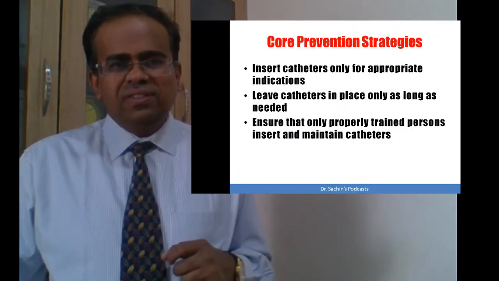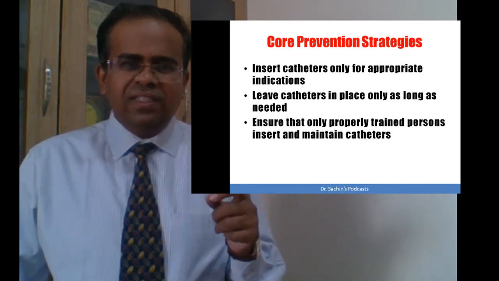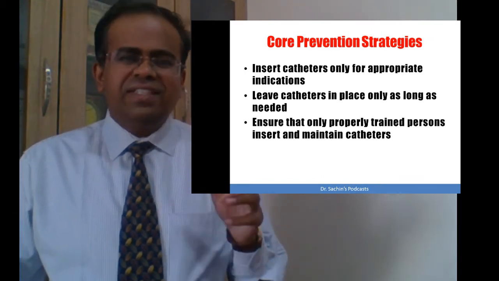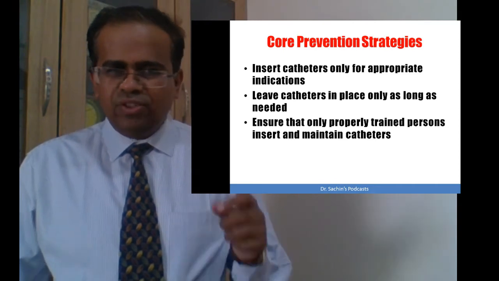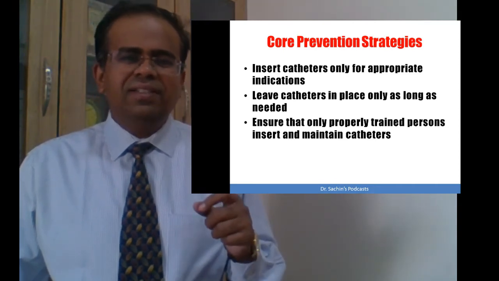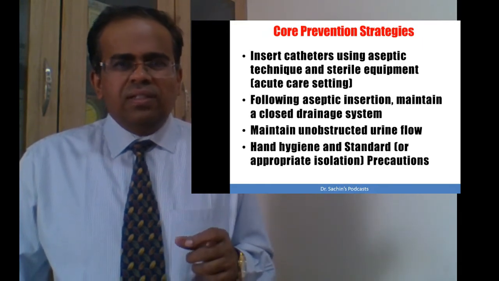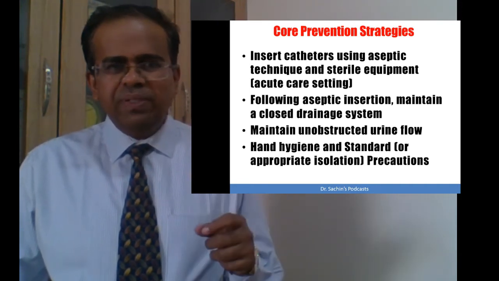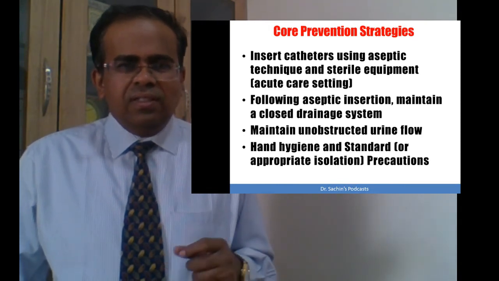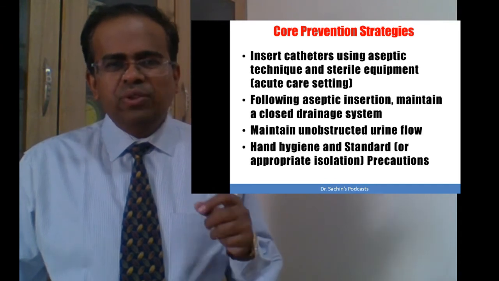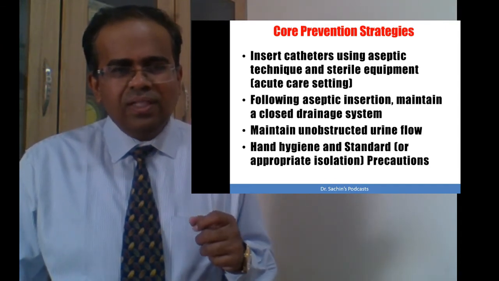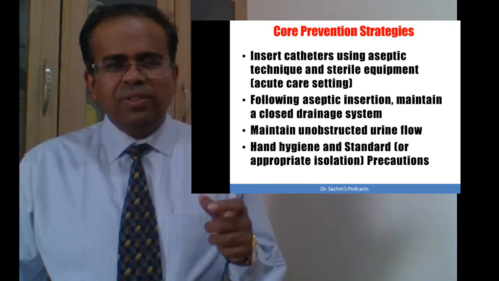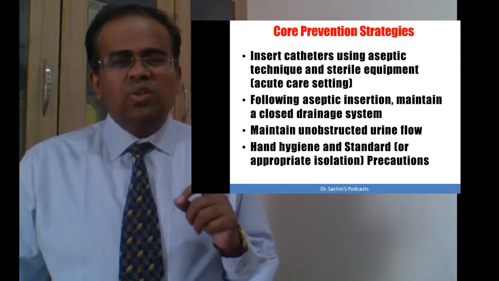Now coming to core prevention strategies. What can we do? We can insert catheters only for appropriate indications. We can leave catheter in place only as long as needed and not more. We can ensure that only properly trained persons insert and maintain catheters. We can also insert catheters using aseptic techniques and sterile equipment, that is in acute care settings. Following aseptic insertion, we have to maintain a closed drainage system and unobstructed urine flow. Hand hygiene and standard precautions or appropriate isolation cannot be overemphasized.